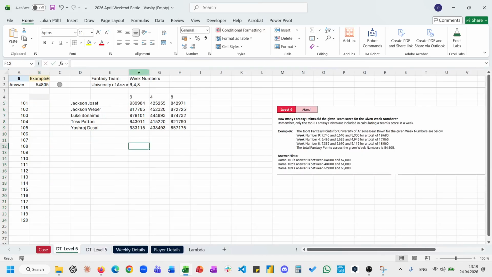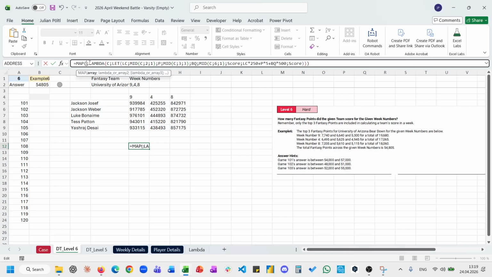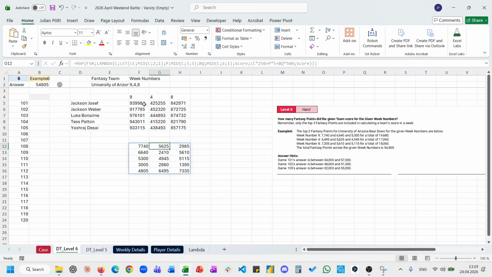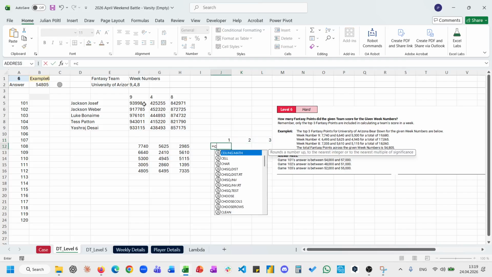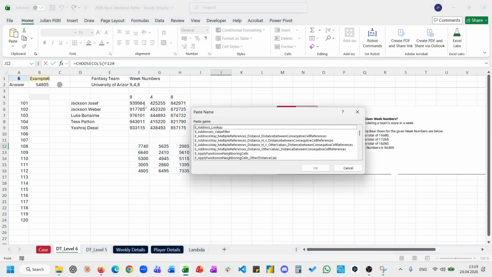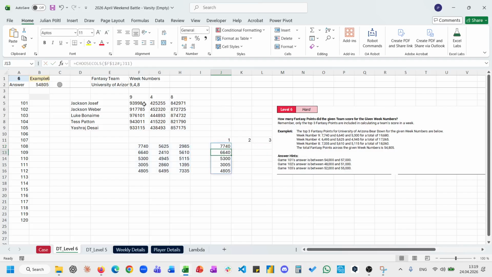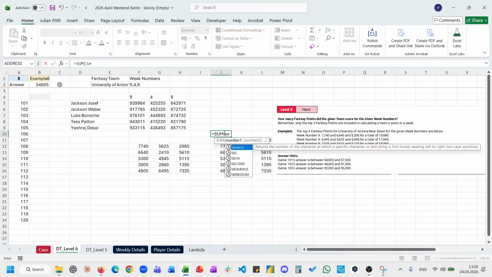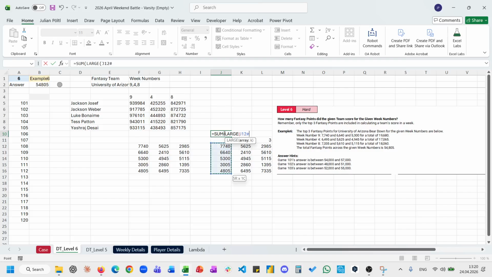Let's copy this formula from the level before. Okay, and now we have the scores, and then first, second, third week, CHOOSECOLS, and use SUM LARGE SEQUENCE 3. And the total sum is then given here.